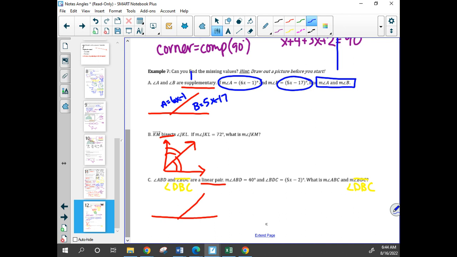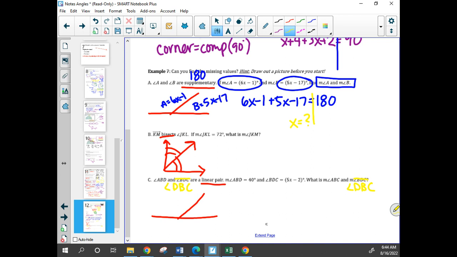So for supplementary, we're going to do 180 for your total. The two small pieces are 6x minus 1 and 5x minus 17. That's going to equal 180 for you. Find the value of x and plug it back into both the angle A and the angle B equation. Just double check at the end that they equal 180.